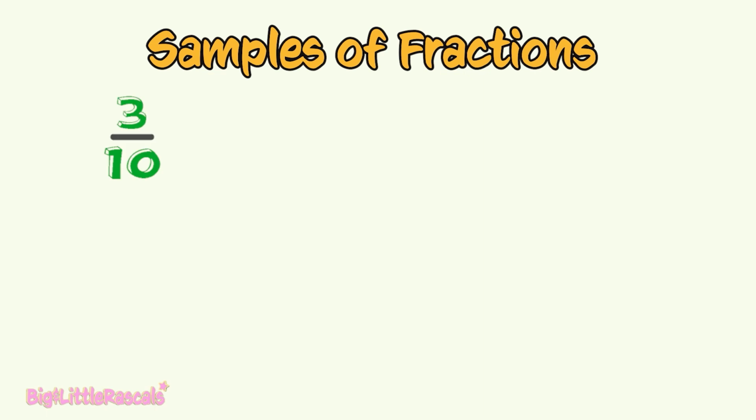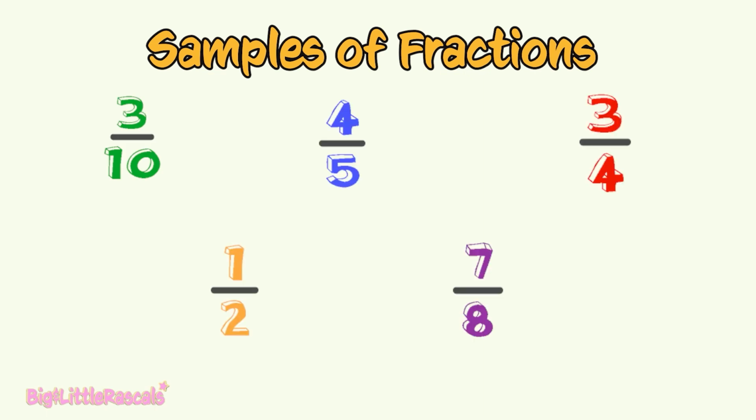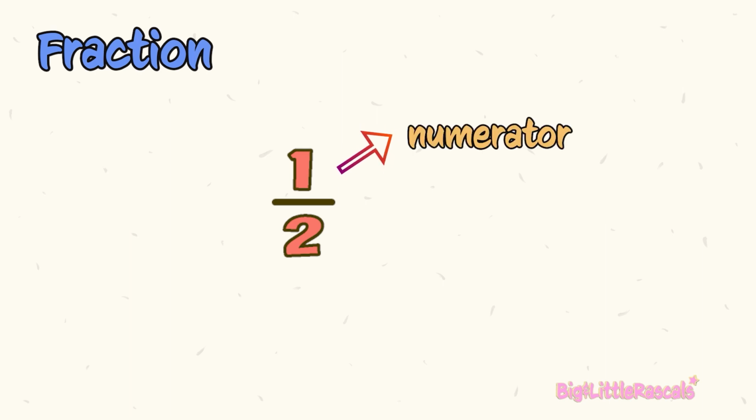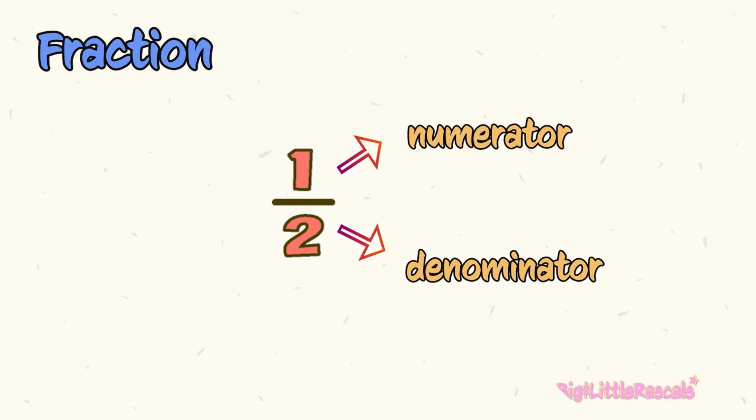Fractions are represented in this kind of numbers. Have you seen these numbers before? So, what does that mean? A fraction consists of two numbers. One is at the top and one is at the bottom, like this. The number on the top is called the numerator. The number on the bottom is called the denominator.